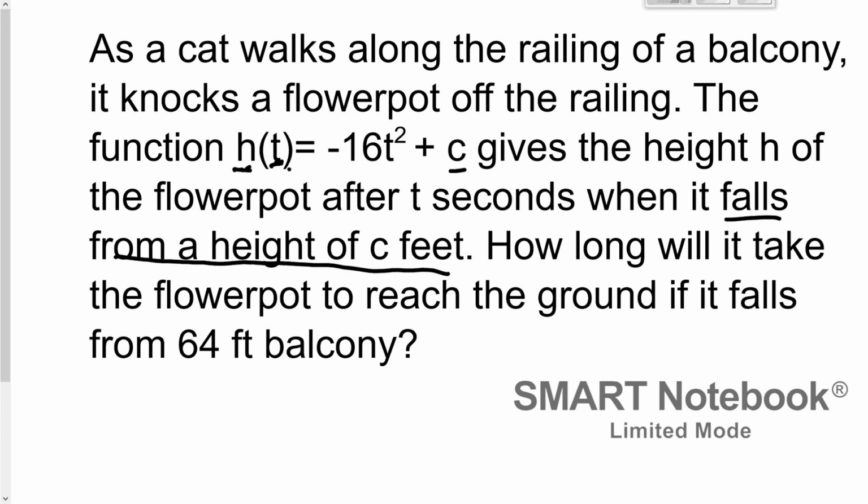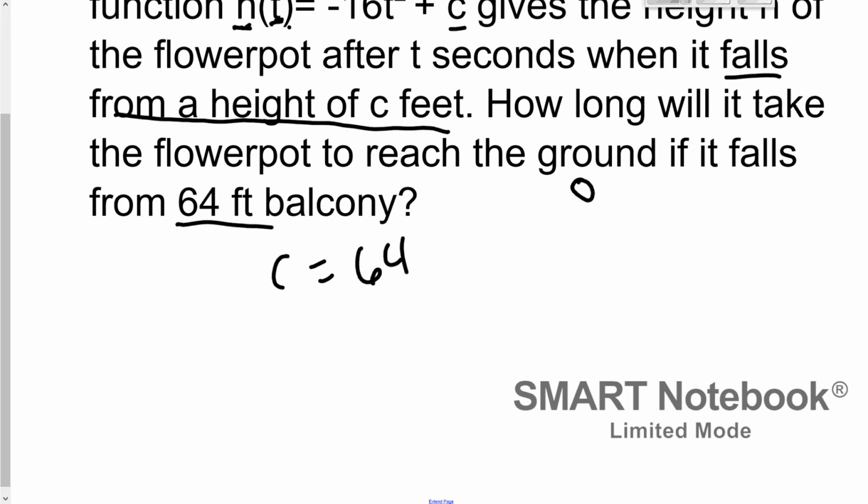so that's our starting height. Okay, so how long will it take a flower pot to reach the ground? What's the height of the ground? Right, the ground is 0 feet high, and it falls from 64 feet high, so that'd be our c. So c is equal to 64. So we can enter that into our formula.